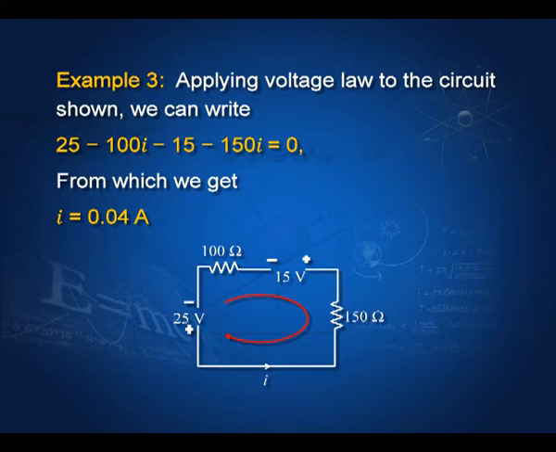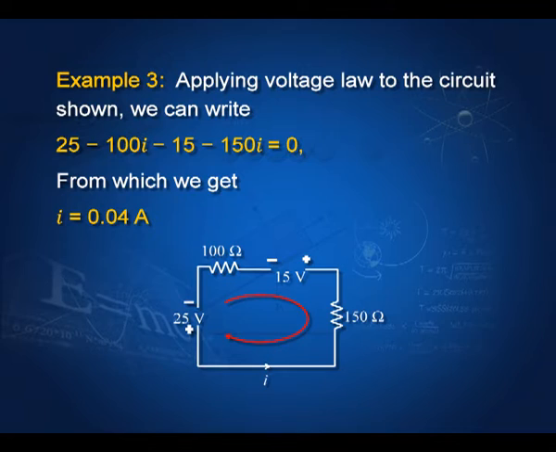Applying the voltage law to the circuit shown, we can write, you see, just for practice, we are doing this in the clockwise direction. We meet plus sign of this, therefore, 25 and then the current is going this way. So, we meet the current in the opposite direction, we are going this way, the current is going this way. So, minus 100 I and then we meet this battery at its negative terminal. So, therefore, minus 15 and this minus 150 I, because the current is going this way, we are going this way. So, we can solve this and get the current.